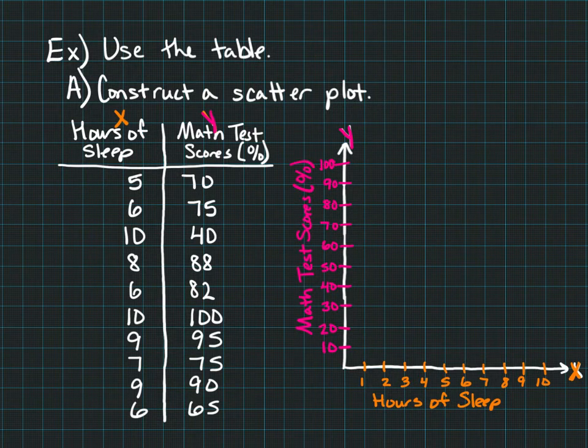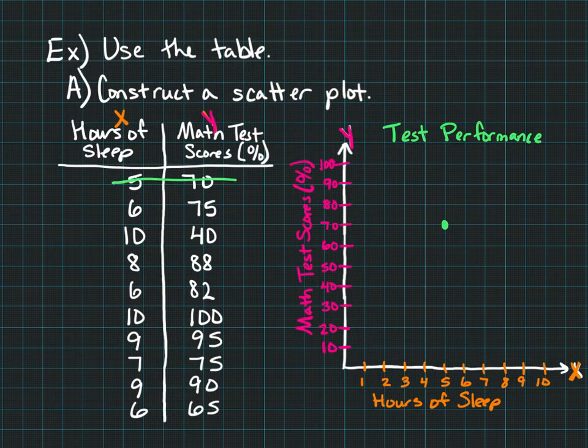And this does not specify, but I'm going to name this graph test performance. And it's the test performance based on sleep. And so we're going to go through and just start plotting these values as ordered pairs. Our first pair is an x value of 5 and a y value of 70. So I just plot that as an ordered pair, 5, 70. So I go to 5 on the x-axis, go up to 70, and I plot my point.